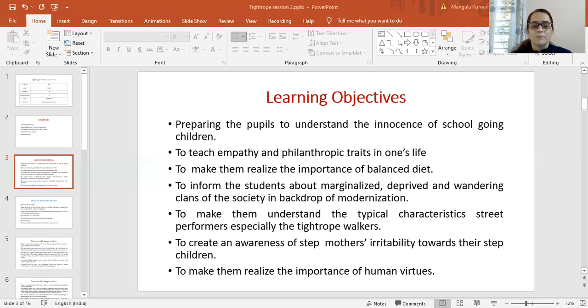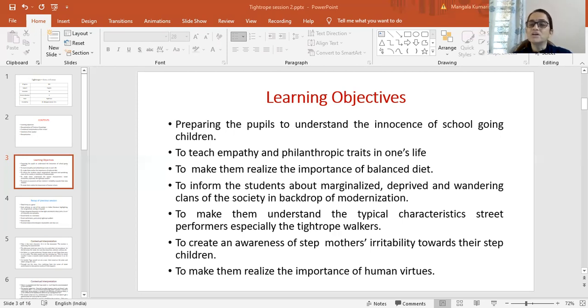Now let us go to the outline of the story, introducing the short story. Tightrope is about a schoolboy from a street performers' family. His name is Paba. The story highlights the poverty of the deprived class, the innocence and concern among school-going children for each other, and the plight of a boy under a stepmother. All these themes are going to be reflected throughout the story.